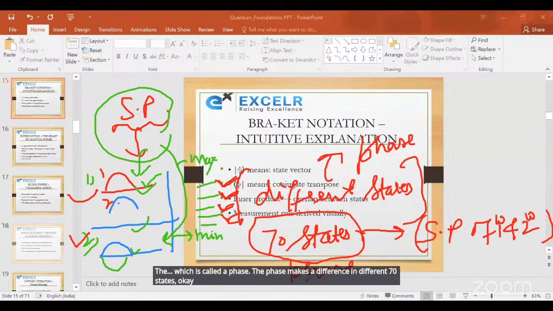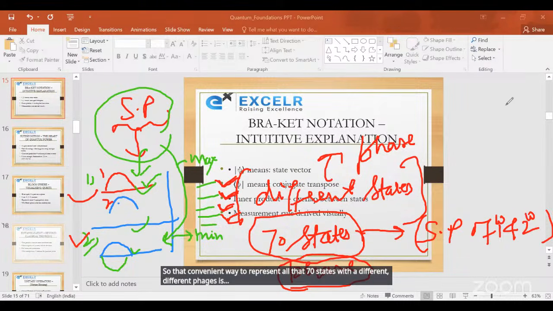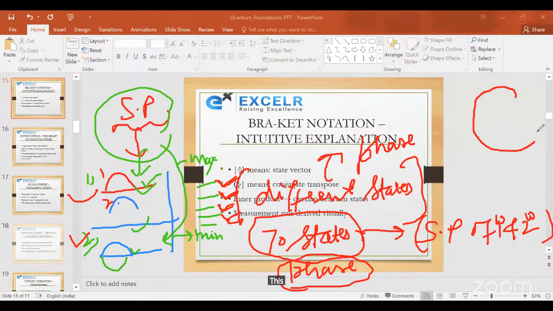So to represent this phase, if there is any convenient way to represent all these 70 states with the different phases, it is on the sphere. This is a convenient way to represent. On the surface of the sphere, like that, here, here, here.